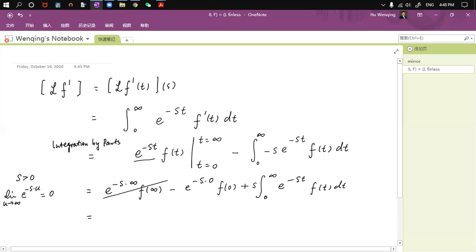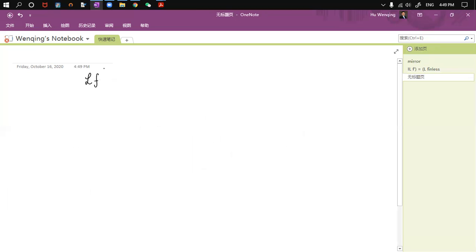And what about this term? Well, e to the power minus s multiplied by 0 is e to the power 0, which is just 1. And what about this term? Well, this term is exactly the Laplace transform of f, or more precisely, the Laplace transform of the function f of t resulting in a function of s. Is that good for everybody? Therefore, this is the Laplace transform of f multiplied by s, minus f of 0. So you get a very important identity: the Laplace transform of f prime is s times the Laplace transform of f minus f of 0. Is that good, family?